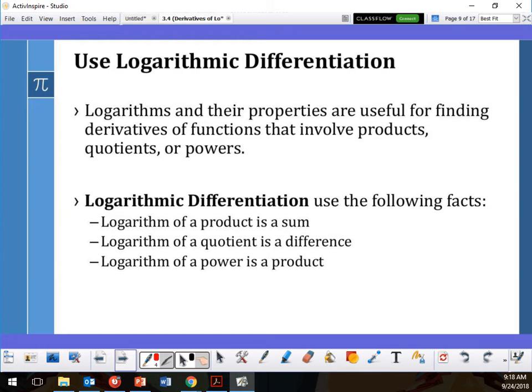Okay, using logarithmic differentiation, logarithms and their properties are useful for finding derivatives of functions that involve products, quotients, and powers. Logarithmic differentiation uses the following facts. The logarithm of a product is a sum. The logarithm of a quotient is a difference. The logarithm of a power is a product.